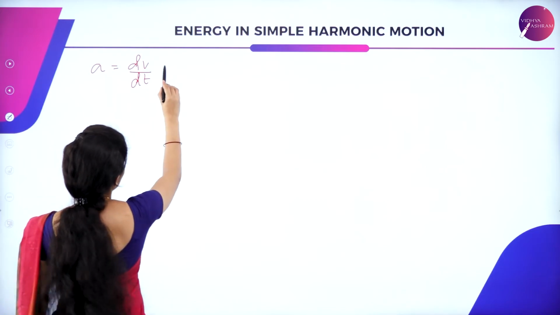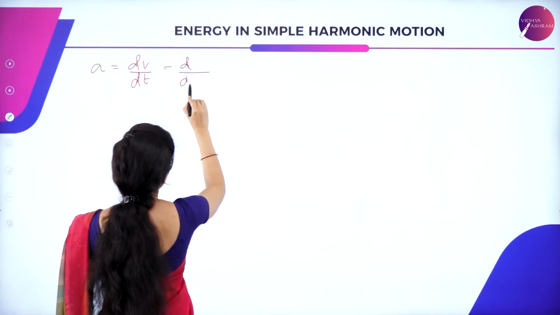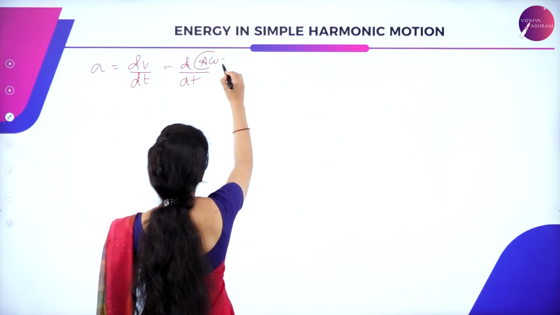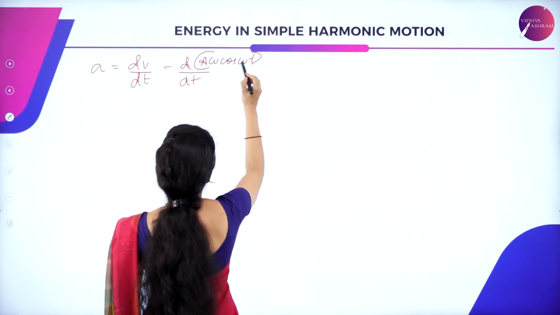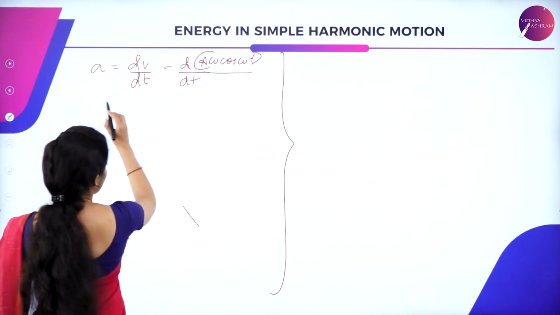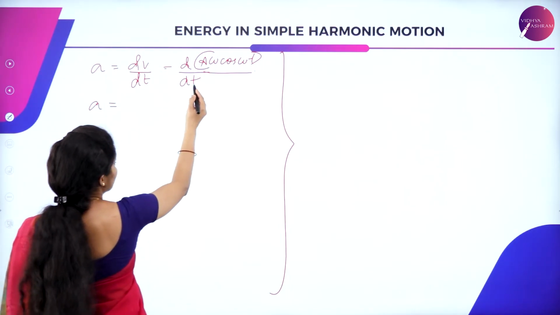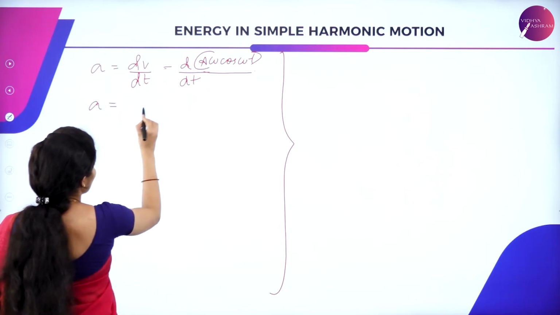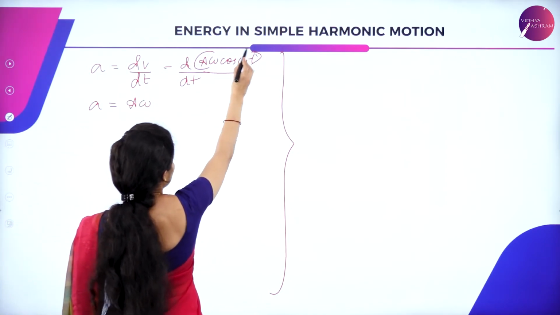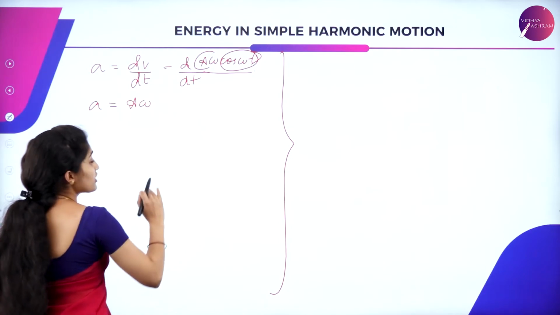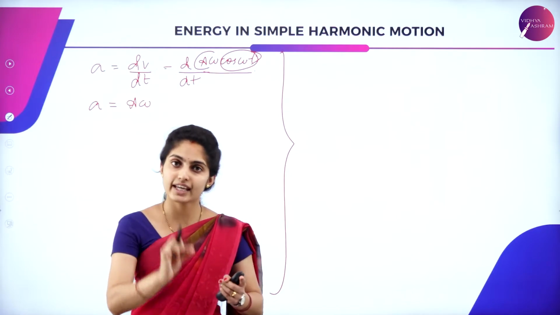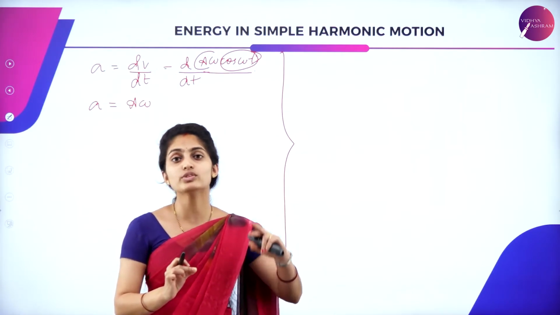Okay, so which can be written as d by dt of what is v? V is nothing but a omega cos omega t, which can be equated as a is equal to, with respect to t we are differentiating, so a remains there, omega and cos omega t has to get differentiated. So the differentiation of cos theta is minus sin theta.